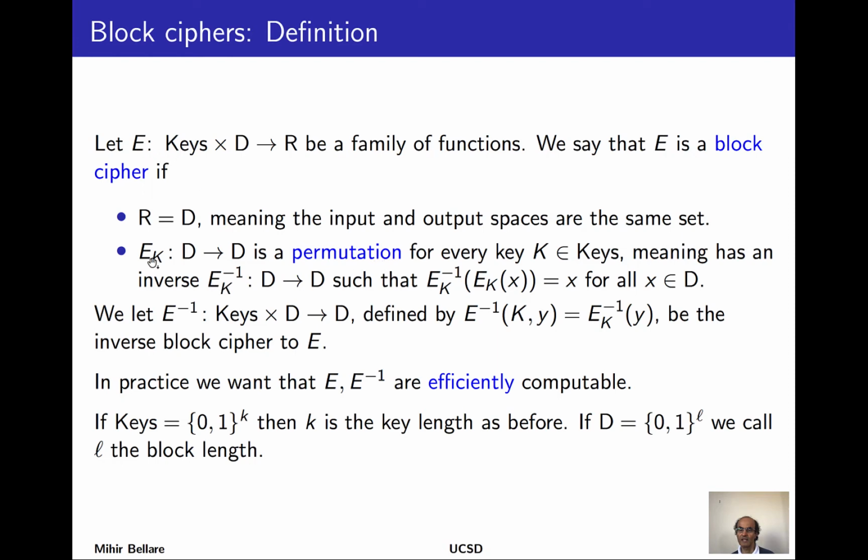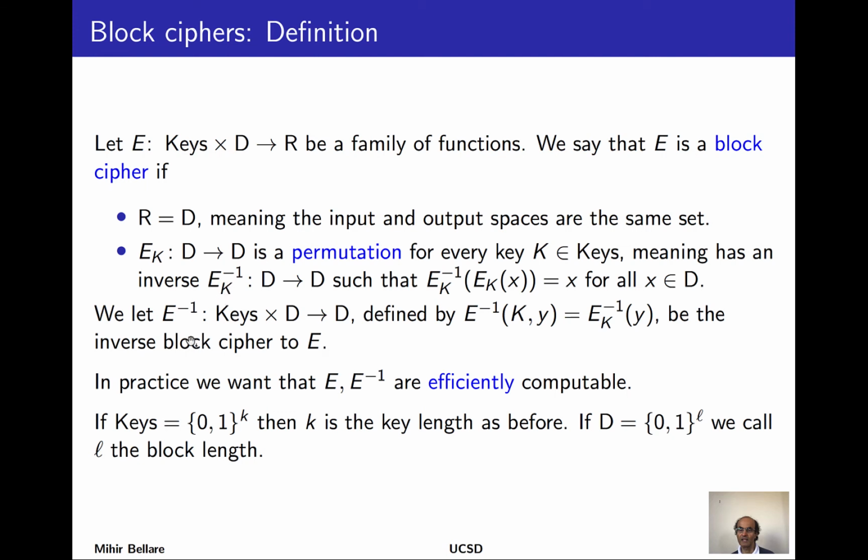So what does this mean? It means that there is for this E sub k a function E_k inverse. It also maps D to D going this way, and it has the property you expect from a permutation, which is that if you apply the first function to some x, get a result, and then apply the inverse function, you just get your input back. You can uniquely recover the input from the output. But remember, this has to be true for every key. For every key, there is such an inverse function.